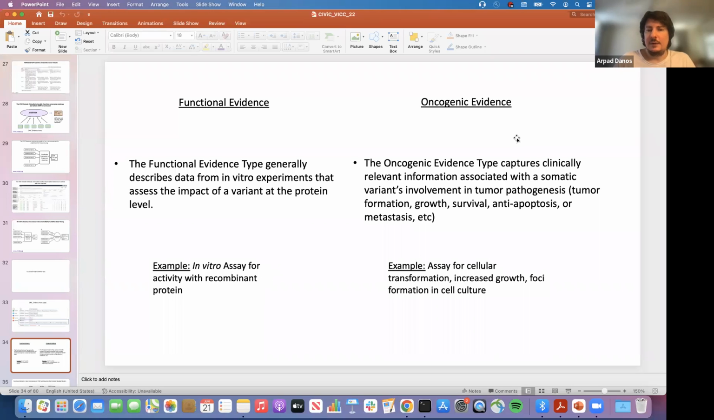Whereas the oncogenic evidence, I'll get to that in the next slide, I think, but the oncogenic evidence type is supposed to capture clinically relevant information associated with the somatic variant's involvement in tumor pathogenesis. So it's, does this variant affect cell growth? Does this variant affect its ability to metastasize? A great example of an assay you'd be describing for oncogenic evidence would be an assay for cellular transformation, foci formation, et cetera.